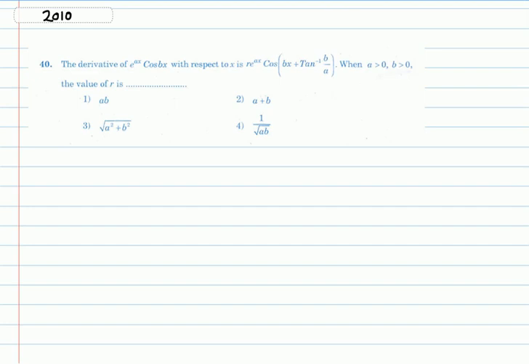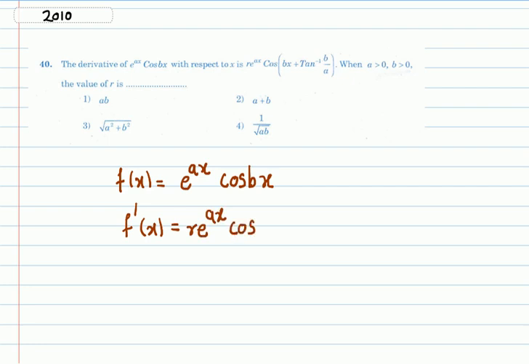The derivative of the function f of x is equal to e to the power ax into cos bx with respect to x is, after differentiation, I repeat, after differentiation your answer is f dash of x is equal to, what has been given is r into e to the power ax into cos of bx plus tan inverse of b by a. Then find the value of r is the question.